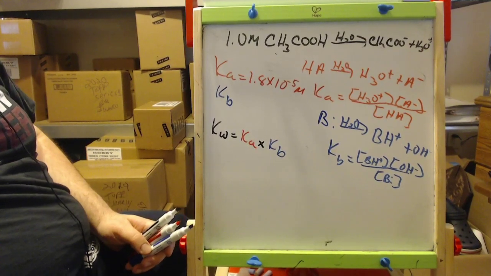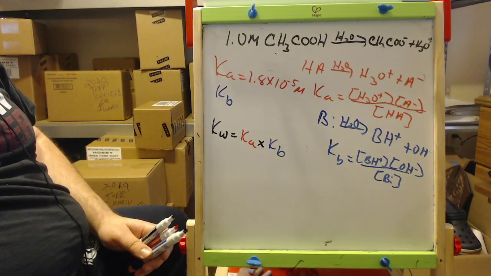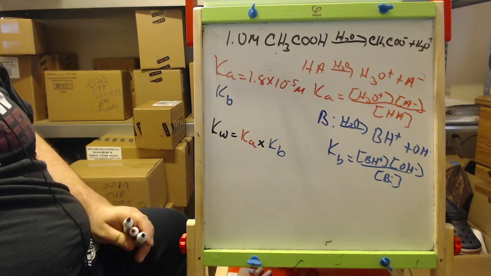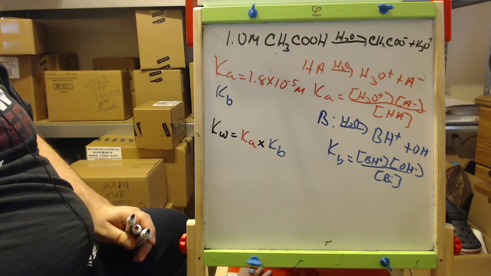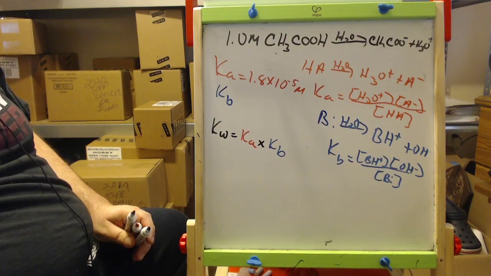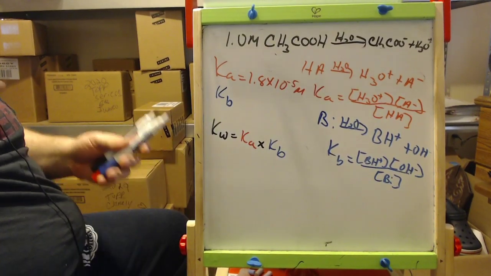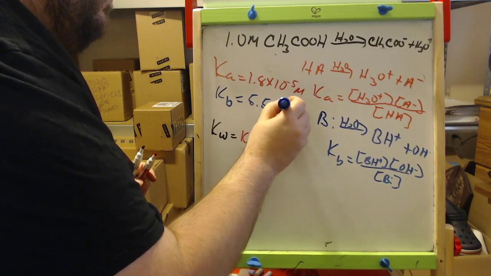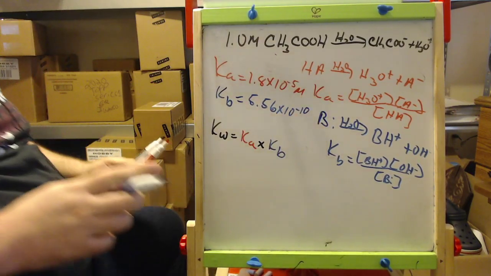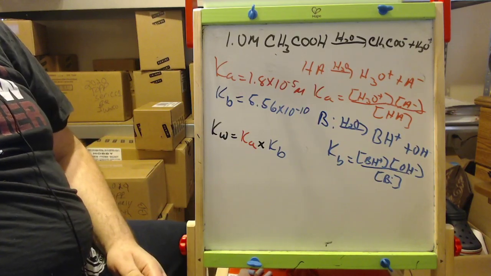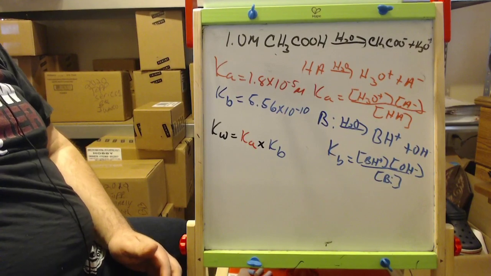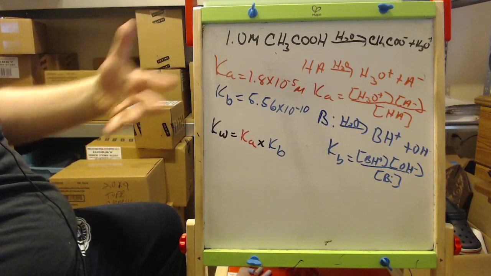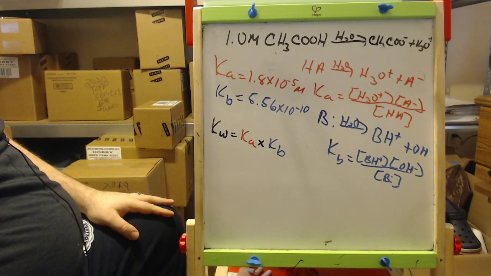So if I wanted to know the Kb of my weak acid, I could figure it out by taking 1.0 times 10 to the negative 14th and dividing it by the 1.8 times 10 to the negative 5th. And I get out 5.56 times 10 to the negative 10. Okay, so every acid has a Ka and a Kb. Every base has a Kb and a Ka.